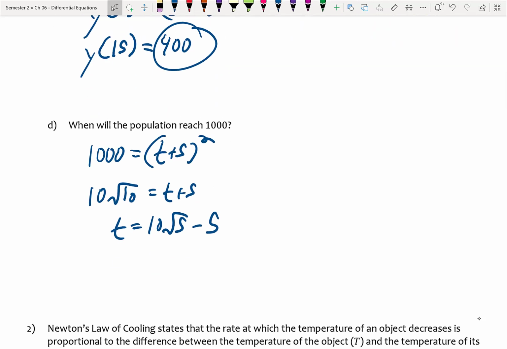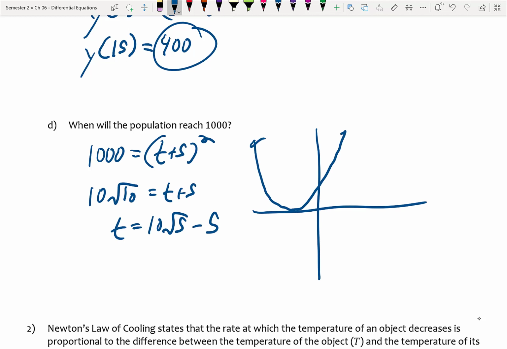I want to remind you guys, without wasting the time of opening it up today, that you can go to your graphing calculator. You can plot y equals x plus 5 squared, and you can plot y equals 1,000, and you can see where they cross and get an approximation that way as well. Whichever way is faster. If this is a calculator problem, it might benefit you to graph it, may not. It just depends on how fast you are with your graphing calculator.